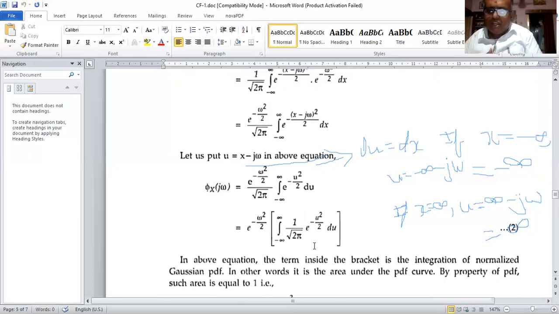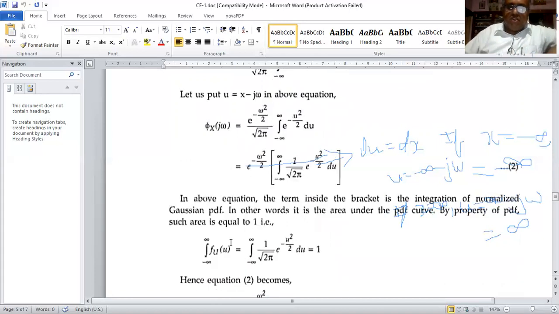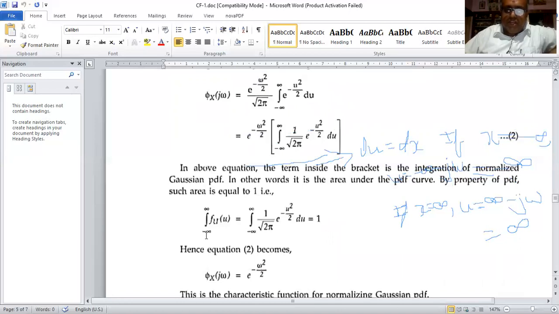So it means that I am taking the area under the PDF. I am taking the area under the standard PDF curve. Normal distribution is also called Gaussian distribution. The area under the PDF curve is always equal to 1. So the area under the standard Gaussian curve or standard normal curve is also equal to 1. Not only that, the area under any PDF curve is equal to 1. So it means the integral from minus infinity to plus infinity of f_U(u) du is equal to the integral from minus infinity to plus infinity of 1 by root 2 pi e to the power of minus u squared by 2 du, which is equal to 1.